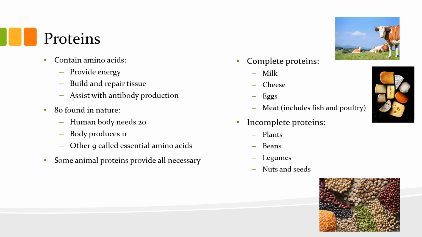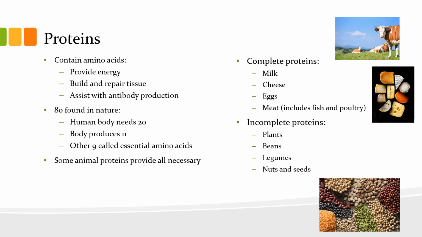Next, we're going to look at proteins. Proteins contain amino acids. They help provide energy. The biggest thing about proteins, they build and repair tissue. They also assist with antibody production. They are found in nature. The human body needs 20 and it produces 11. The other 9 are called essential amino acids.